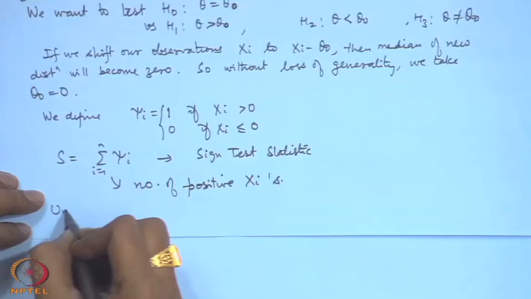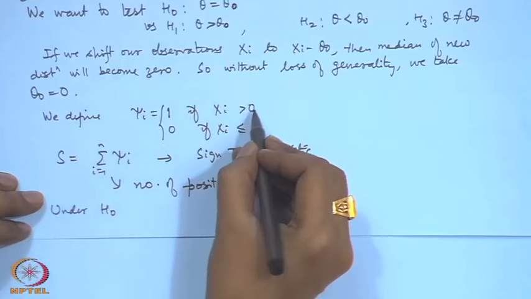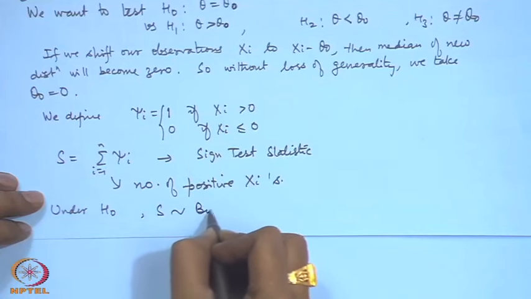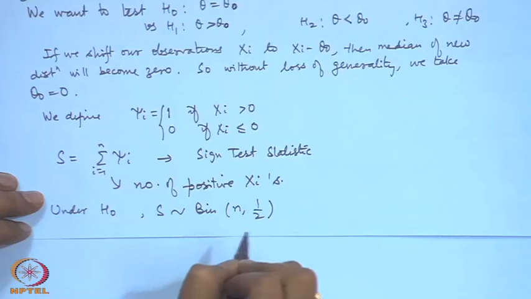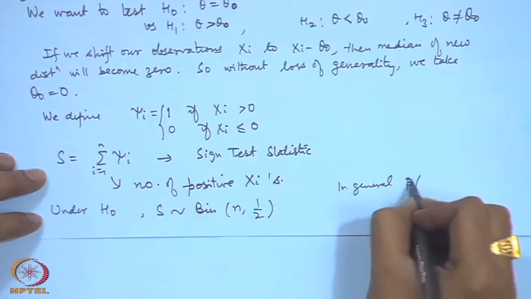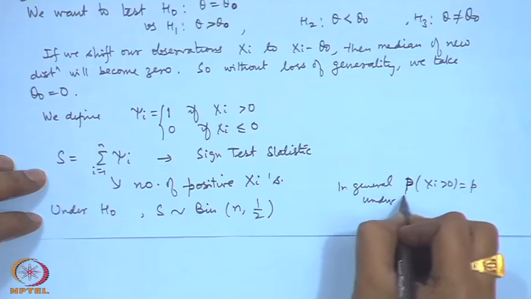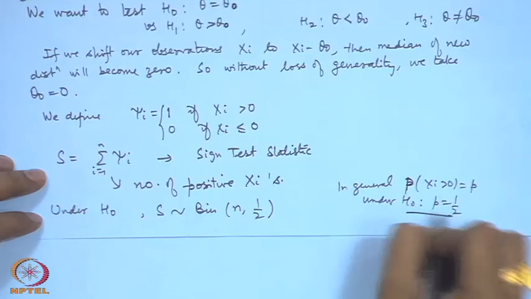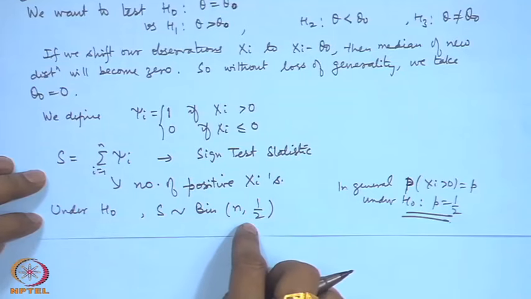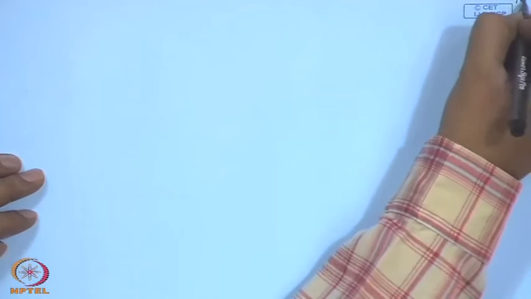Actually, under H naught, if the null hypothesis is true, then 0 will be the median, and then under H naught S will follow binomial(n, 1/2). In general you will have probability of Xi greater than 0 equal to some p, but under H naught p will be equal to half. So, under H naught the distribution of S is binomial(n, 1/2). So, we can devise a simple heuristic test based on the sign test.